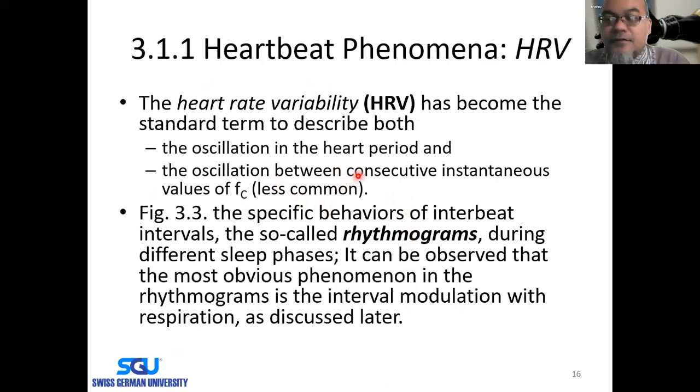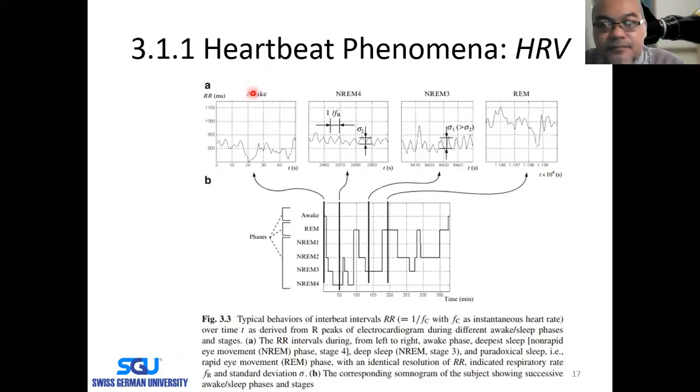So this figure shows the rhythmograms, the specific behavior of interbeat intervals. For example, here shows the RR interval when the person is awake, and then this is during the first NREM, the non-rapid eye movement, so the deep sleep. Then this is another non-rapid eye movement. Afterwards, during the rapid eye movement, the paradoxical sleep, the REM number 4.